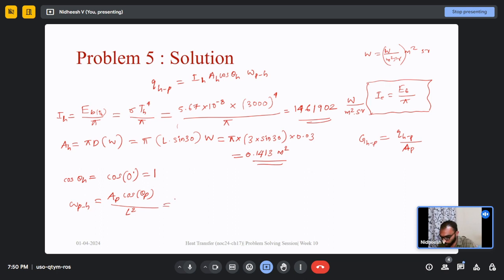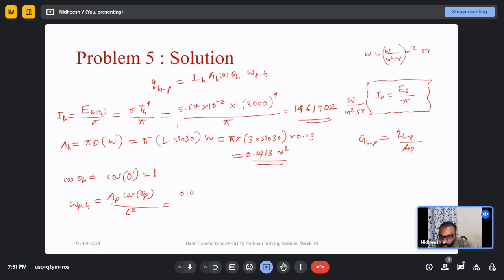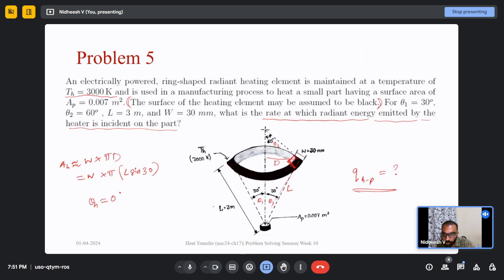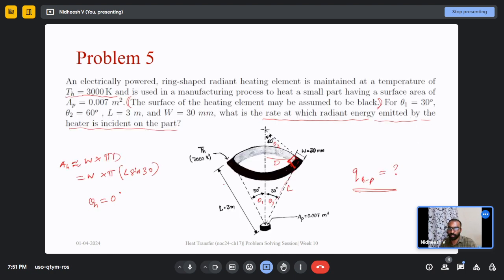Now the area of the part is given to us. Area of the part is 0.007 meter square, into cos of theta of the part by L square. L is also, I think, given to us, 3 meters. Now what is this theta angle corresponding to this part, this receiver? Can you say what theta P is from the explanation that we had? We had been calculating this theta for different geometries now, right?